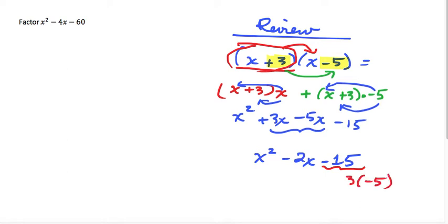And negative 15 here, this is a product, right? The product of these two original numbers. And negative 2 here, this coefficient, this is the sum. This is really positive 3 plus negative 5. Okay? So the product of 3 and negative 5 gives us this constant at the end, and the sum of 3 and negative 5 gives us this coefficient.